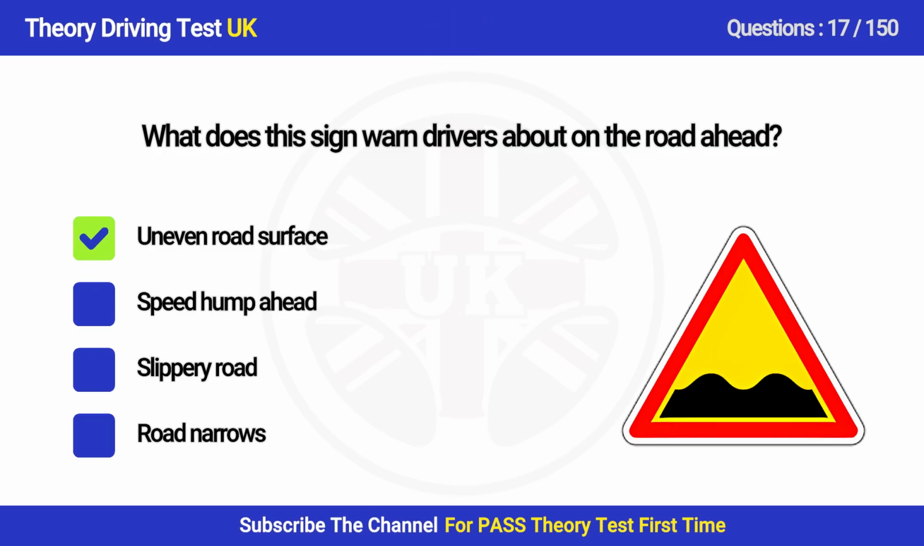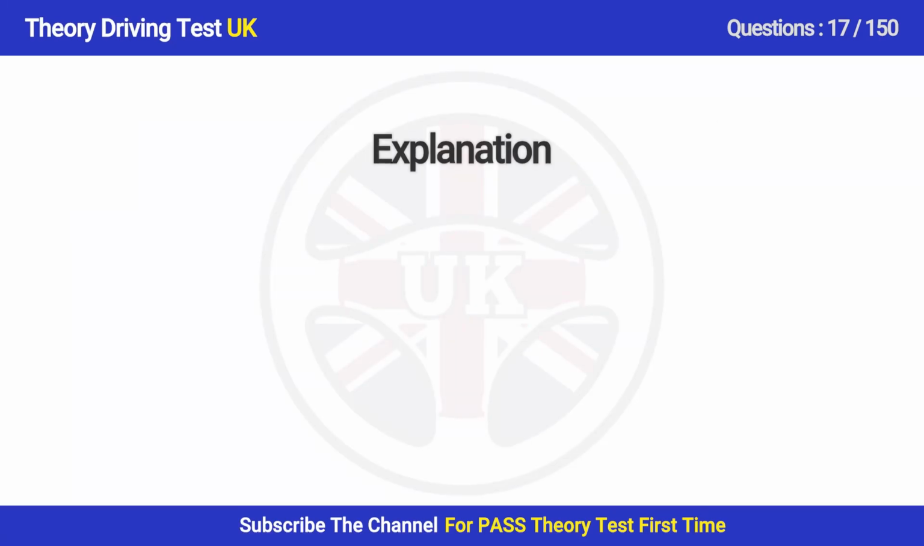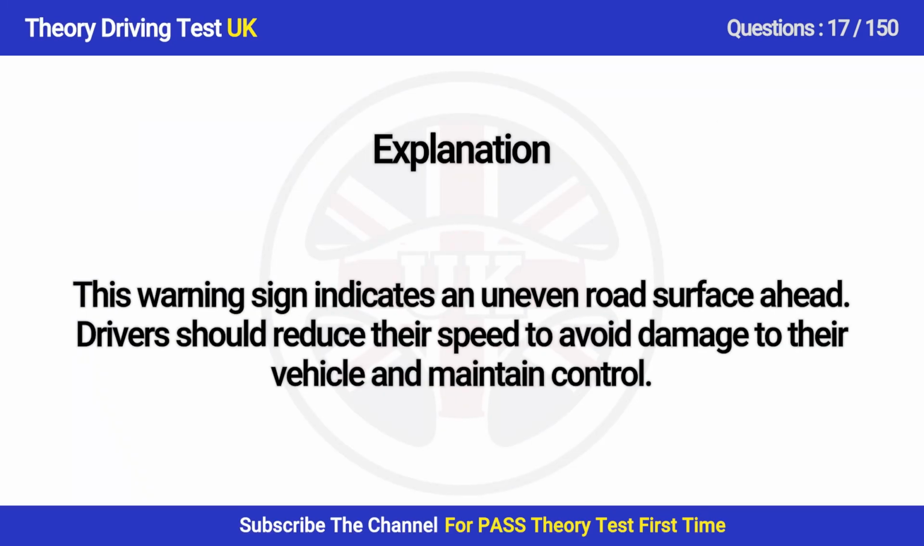Answers is A. Uneven road surface. This warning sign indicates an uneven road surface ahead. Drivers should reduce their speed to avoid damage to their vehicle and maintain control.